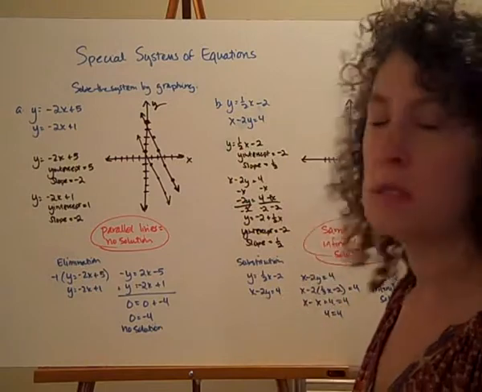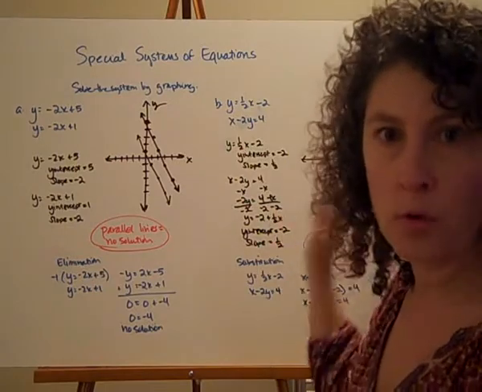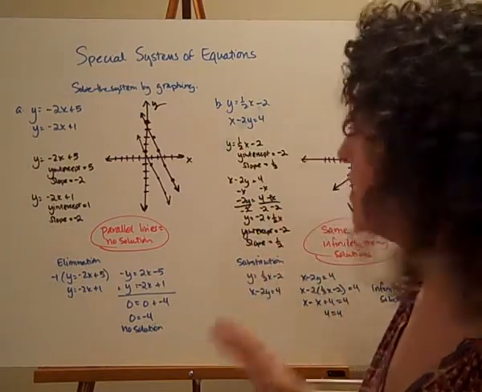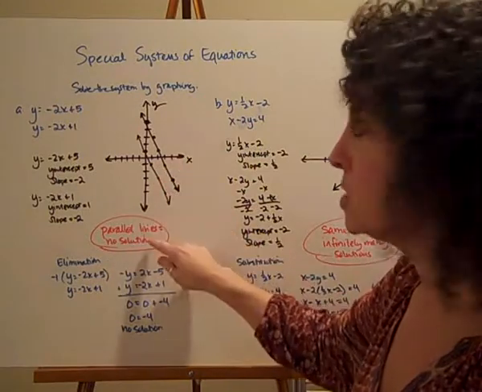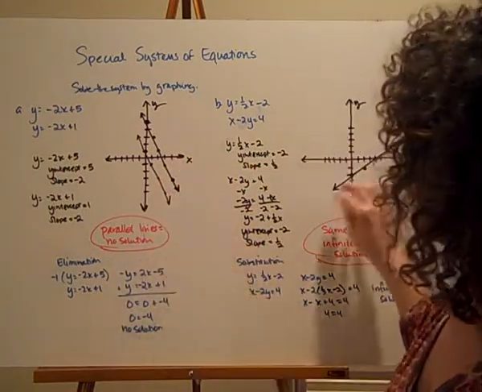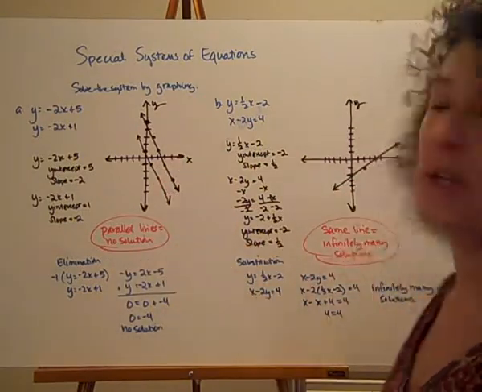So our special solutions for our systems of equations, these two graphs: one is parallel lines with no solution, and the other is where they're both the same line, infinitely many solutions.